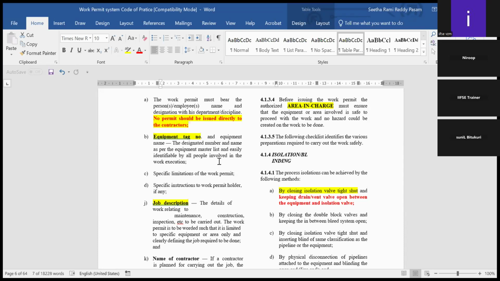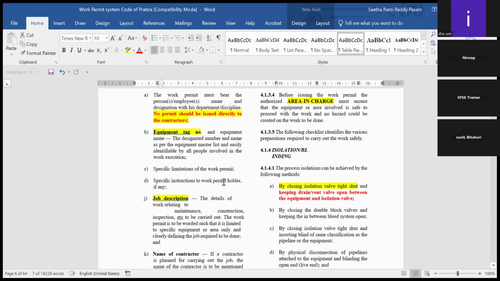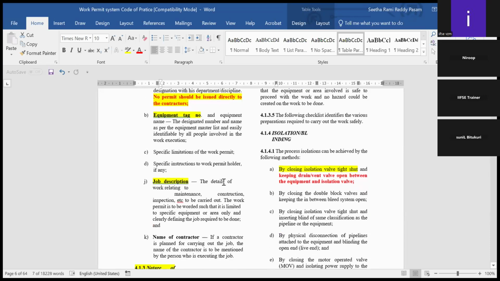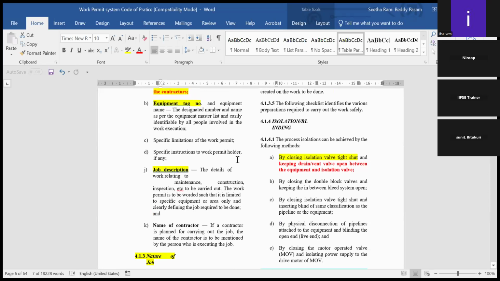Why is it required basically? There may be a couple of equipments whose appearance is the same, the same kind of motors or the same kind of instruments. If the number is not there on that equipment, there is confusion. Instead of working on equipment A, they may work on equipment B if there is no identification. Even specific limitations of the work permit, we have to mention in the additional remarks or additional precautions, and also specific instructions to the permit holders, if any.